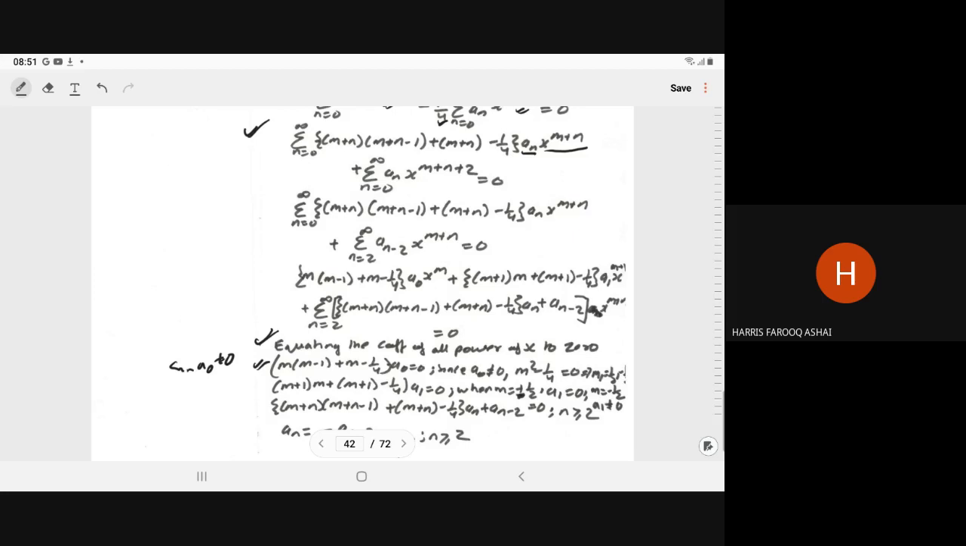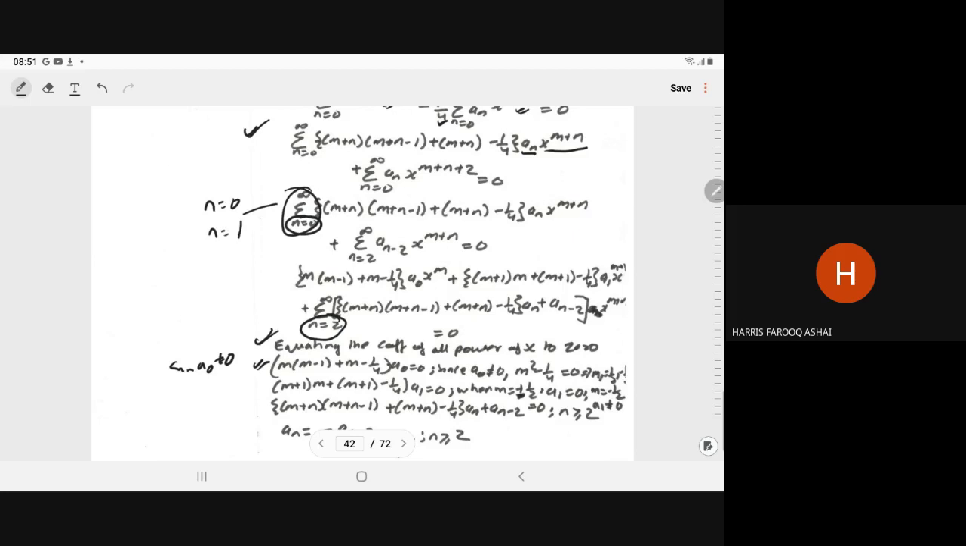Now here you can see the summation is starting from n equal to 2, on adjusting the x to the power m plus n. This summation will start from n equal to 2. It means for n equal to 0 and n equal to 1, we have to write from here, from this summation, the terms for n equal to 0 and n equal to 1.